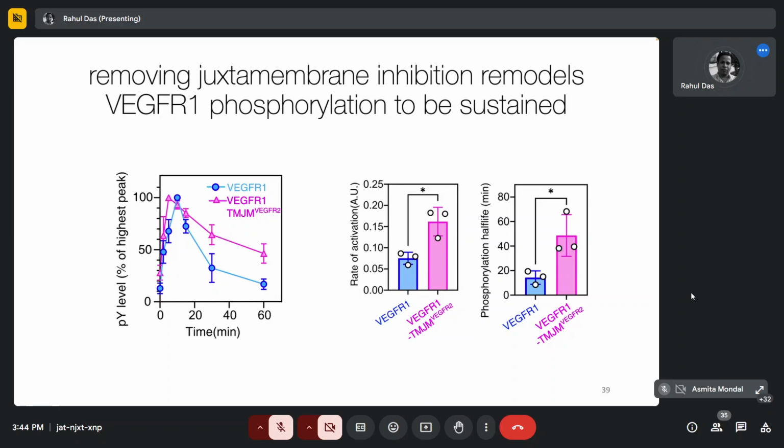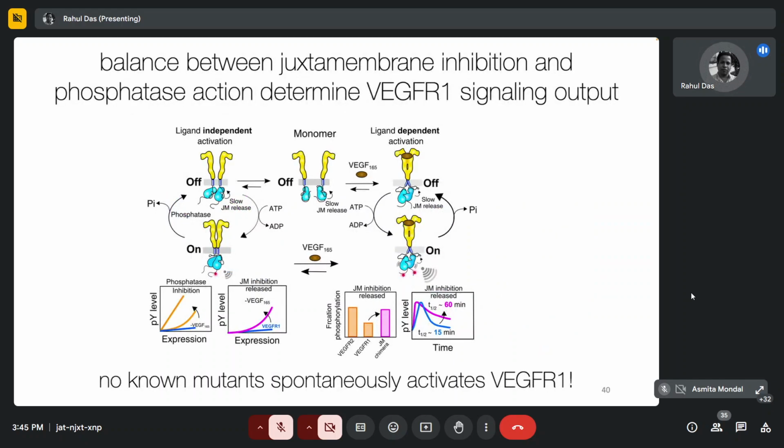Okay, so that proves our point: how the structural component in a kinase could modulate the signaling output of this kinase, and why these two kinases behave so differently in spite of sharing the same overall structural architecture. Okay, so this is our final model, and this is where I would stop. This is what we think: the juxtamembrane segment, which is up here, plays a vital role for VEGFR1 to remain autoinhibited in absence of ligand. And this is why VEGFR1 and VEGFR2 also have a distinct signaling output.